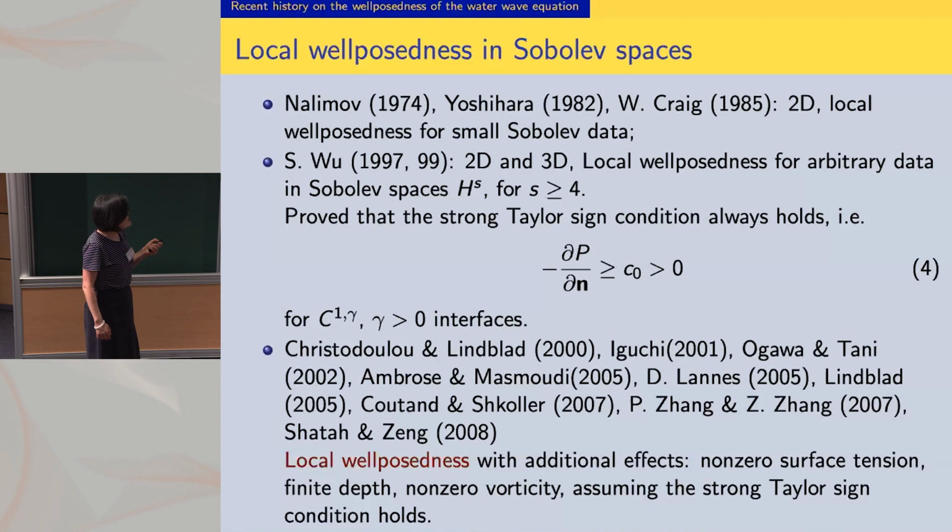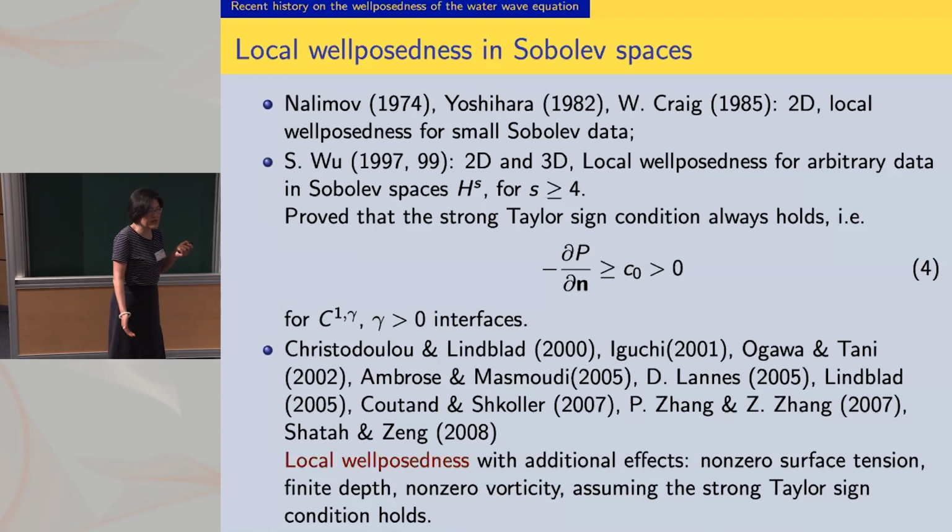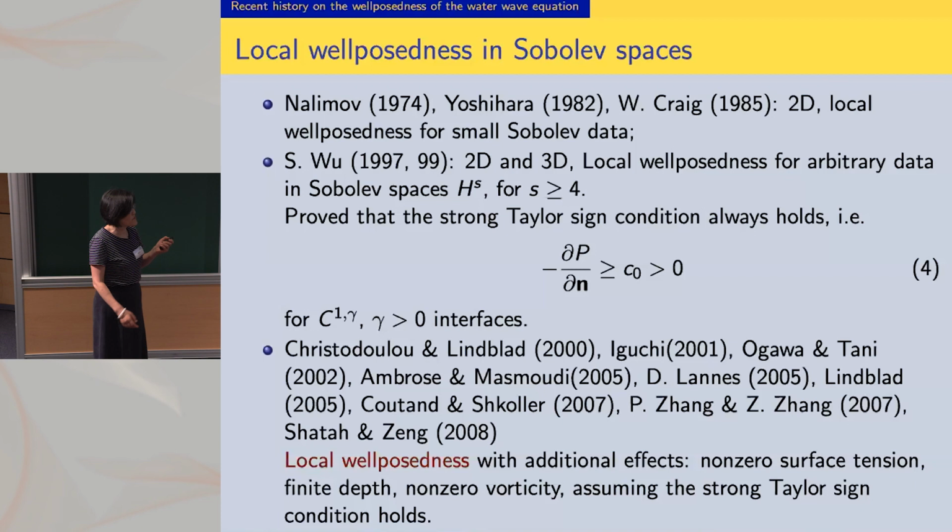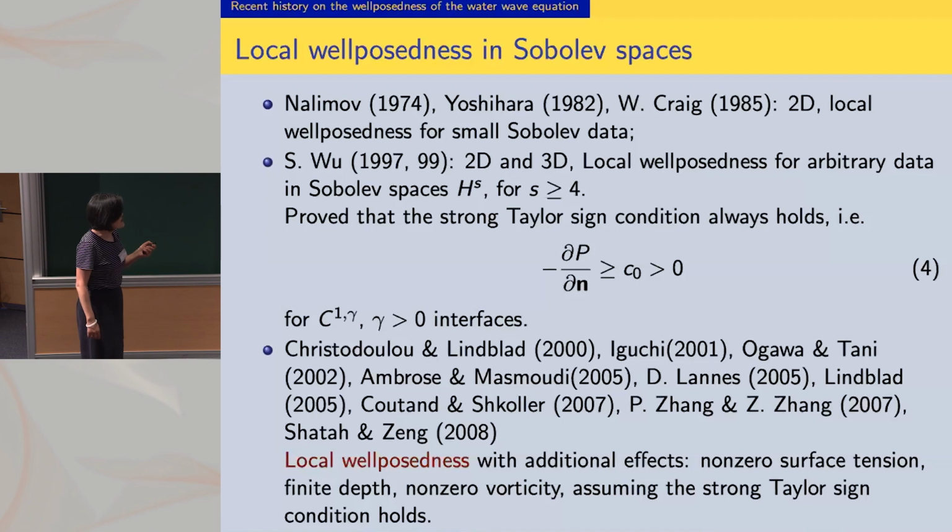And then we were able to show that the Taylor sign condition always holds for the case of infinite depth, where there's no bottom. Because it always holds, we are able to show that the equations are locally well-posed for arbitrary data, including data that overturns. The interface needs to be sufficiently smooth. And this work has been extended in many directions; this is really just a small subset.